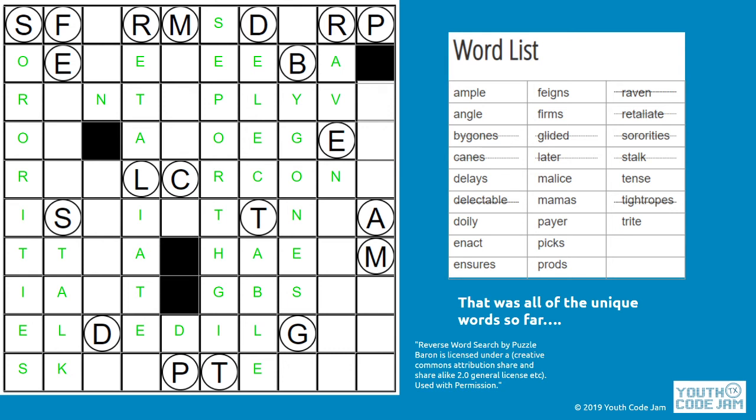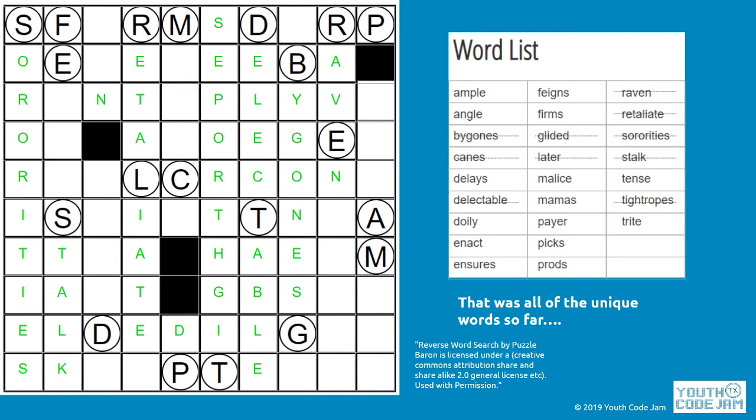E-N-S-U-R-E-S. Next up is the word feigns. We only have one F, so we know it's going to come from here. This way's too short, this way's too short. F-E-I-G-N-S could fit here. It doesn't fit this way, and it doesn't fit this way. So it must go straight down. F-E-I-G-N-S.